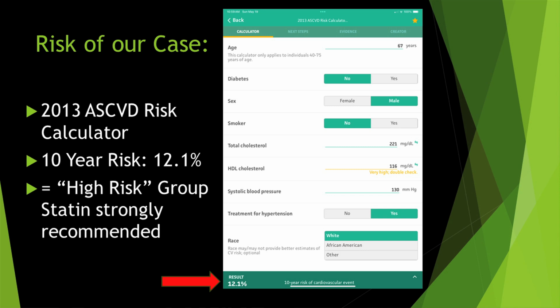So we'll go back to our case. If you plug it into the calculator, the 2013 risk calculator, the 10-year risk for this patient is 12.1%. Based on their recommendations, this patient should have more statins and or lower blood pressure. They're considered in a high-risk group, and a statin was strongly recommended.